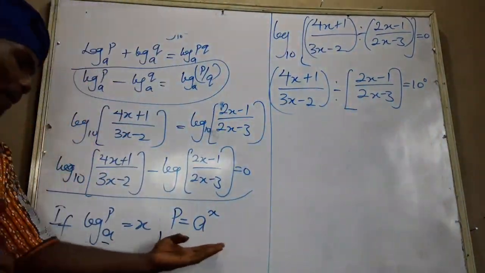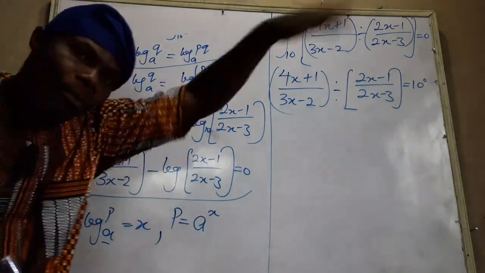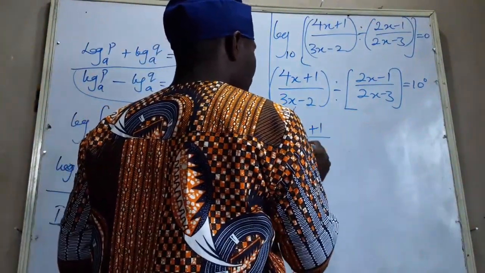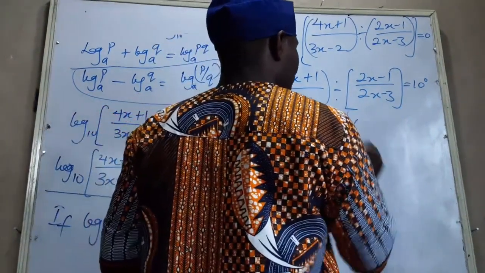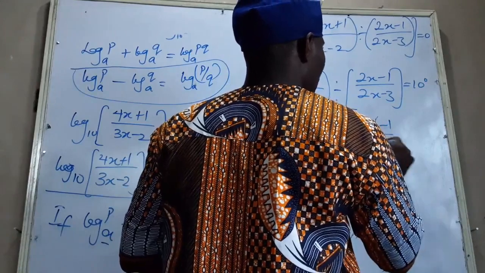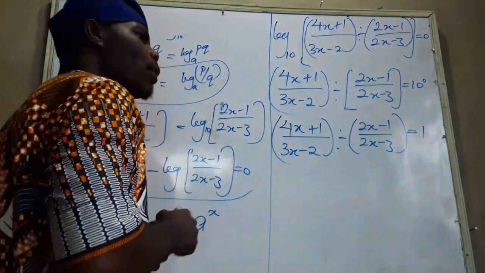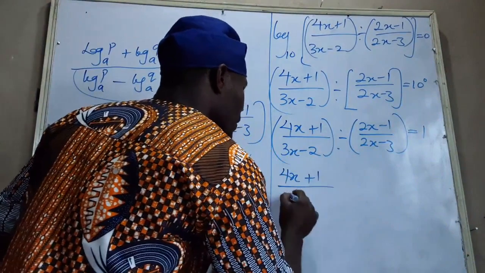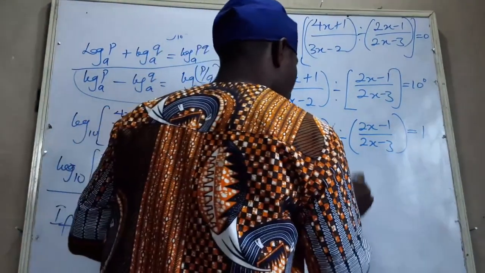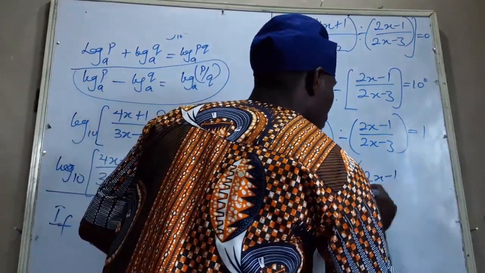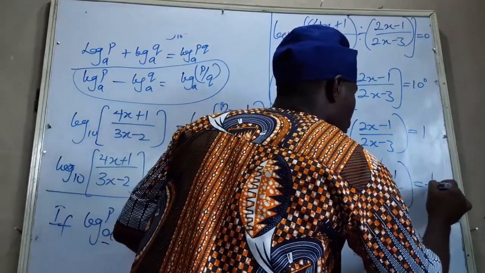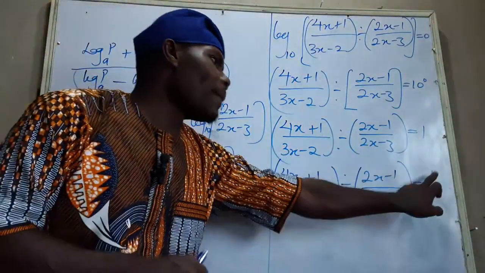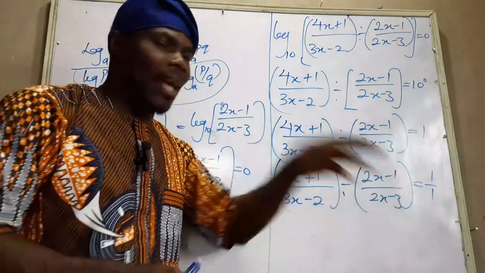Now, having applied these rules, we are able to remove logarithms out of the game. We have 4x plus 1 divided by 3x minus 2, divided by 2x minus 1 over 2x minus 3 is equal to 1. But we can rewrite 1 as 1 over 1. I'm trying to give a better explanation so you're able to understand that 1 can be written as 1 over 1. Why do we write it as 1 over 1?